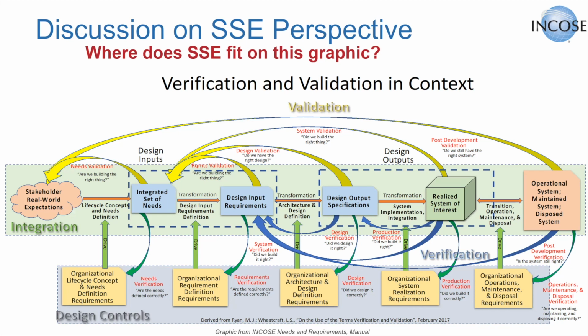But to Lou's comment about the organizational requirements, one of the things as we start from the left, going from the stakeholder real world expectations, and then move to the integrated set of needs, and then move to the design input requirements, that loop of requirements verification, asking if they're defined correctly, this is where we can influence, say, that an organization needs to detect those anti-patterns. No, it's not controls. We want to see system security written as a functional requirement.